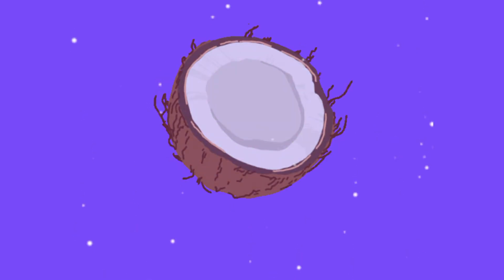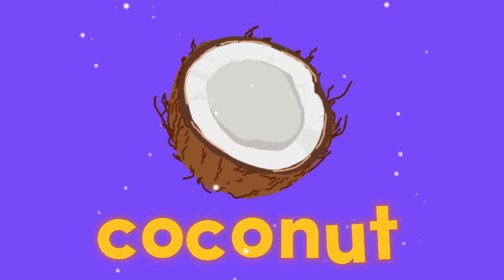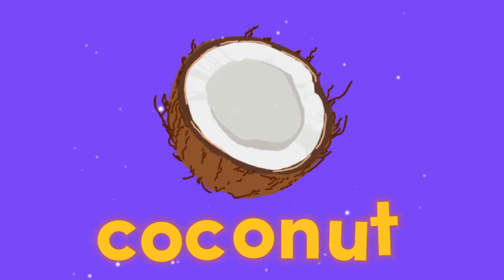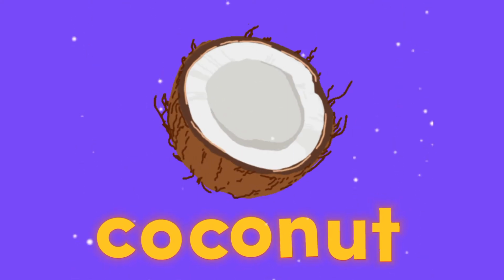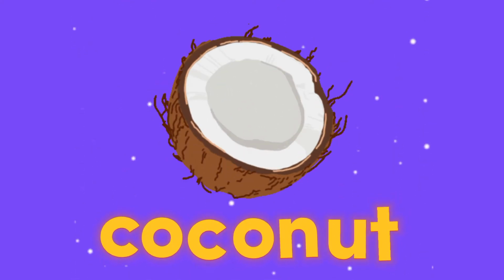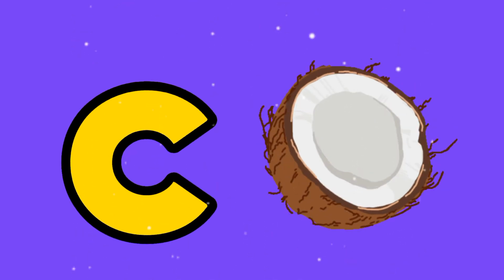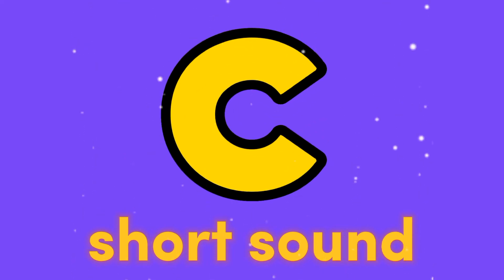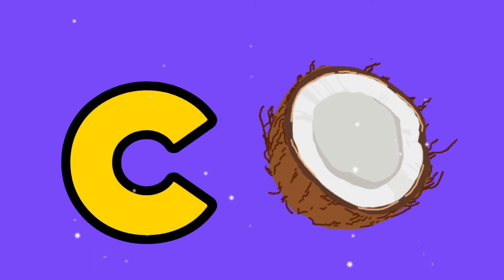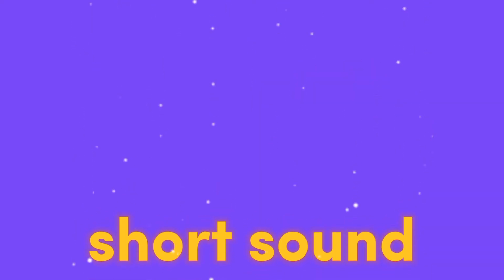Look at the picture. Coconut. Coconut is a type of food. Coconut. It begins with the letter C. It begins with the short sound K. Coconut.